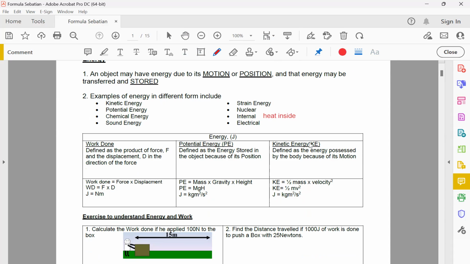Work done, potential energy, and kinetic energy. Work done is defined as the product of force and displacement or distance in the direction of the force. Pay attention, it must be in the direction of the force. And work done is equal to force times distance.